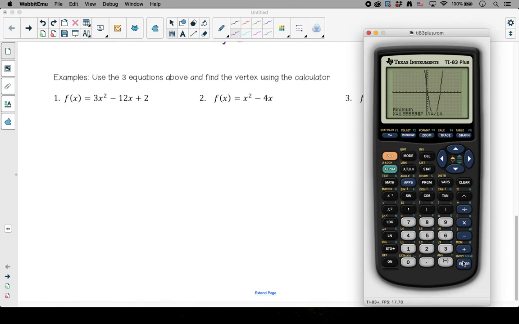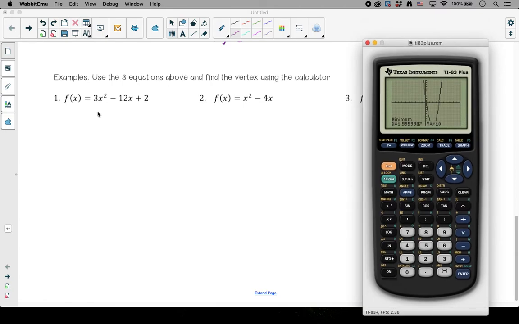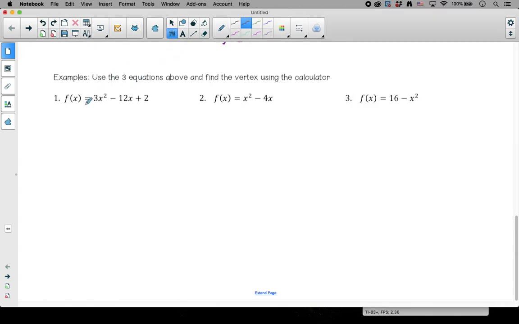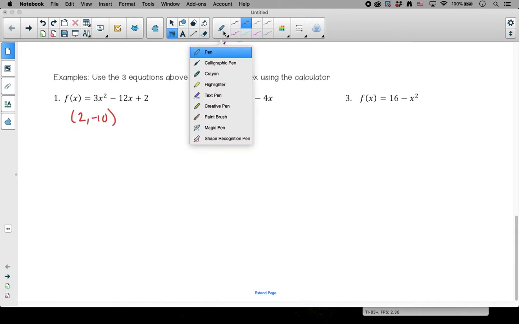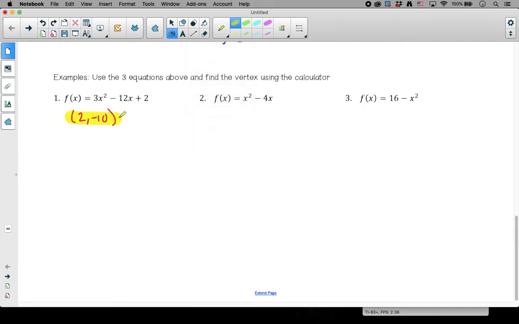Our vertex is at, it says 1.999987. That's at 2. And our y value is at -10. So our vertex is at 2, -10. And this is the same vertex that we would find by hand, using x equals -b/2a and then plugging that in to find the y.